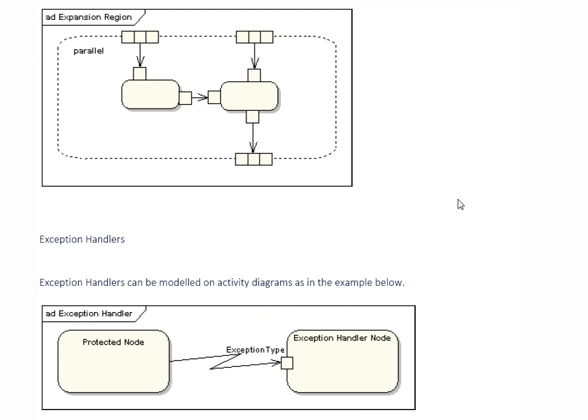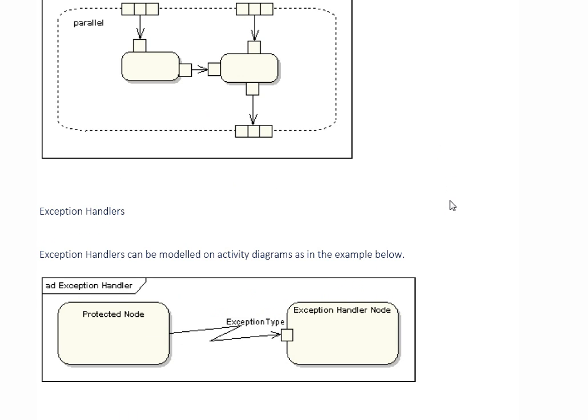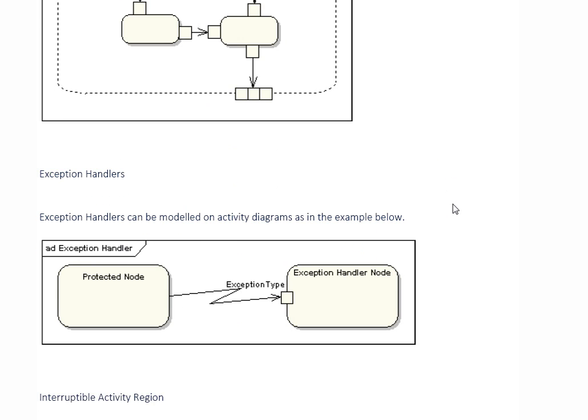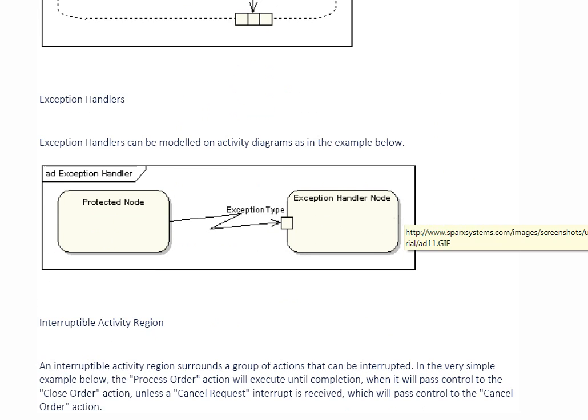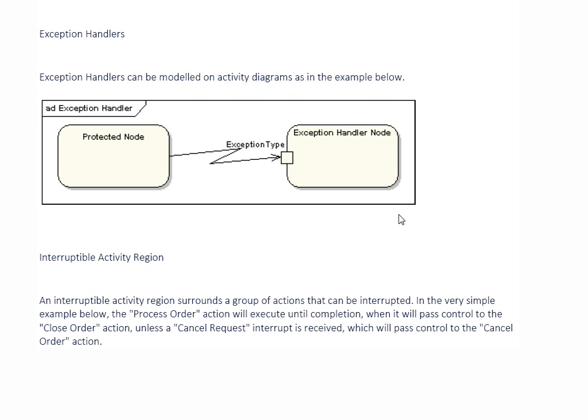Exception handler. Exception handlers can be modeled on an activity diagram as in the example below. Interruptible activity region. An interruptible activity region surrounds a group of actions that can be interrupted. In the very simple example below, the process order action will execute until completion, when it will pass control to the close order action, unless a cancel request interrupt is received, which will pass control to the cancel order action.